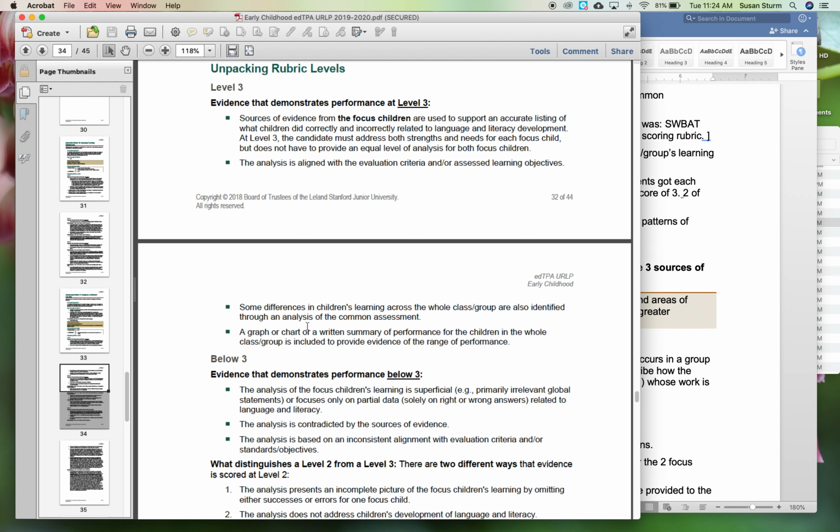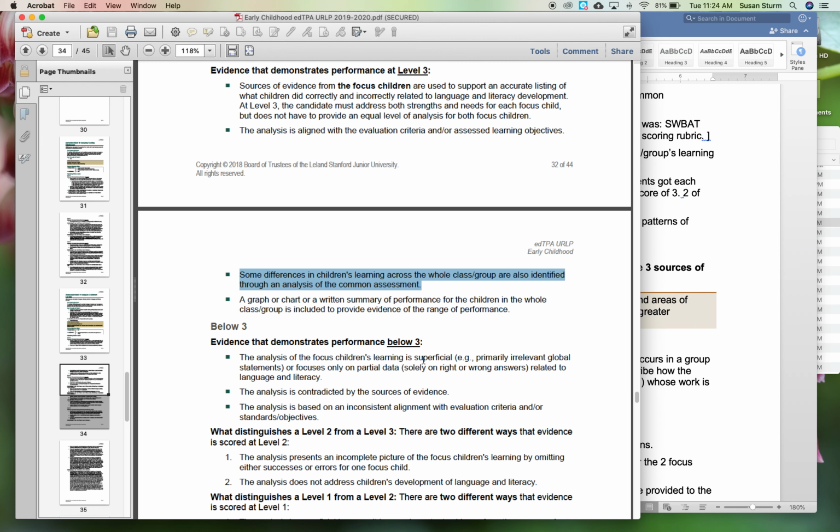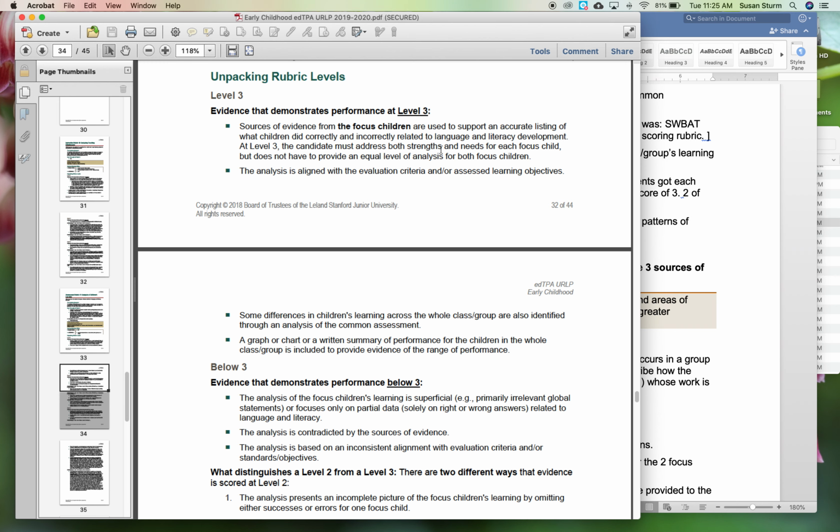So going back to here, when you're talking about the whole class, excuse me, I have a little cold, you're going to talk about some differences in their learning across the whole group. And then we already did the chart and graph. Where's the thing that I'm looking for? Oh, the strengths and needs come here. Okay, so some differences in children's learning across the whole group are identified.